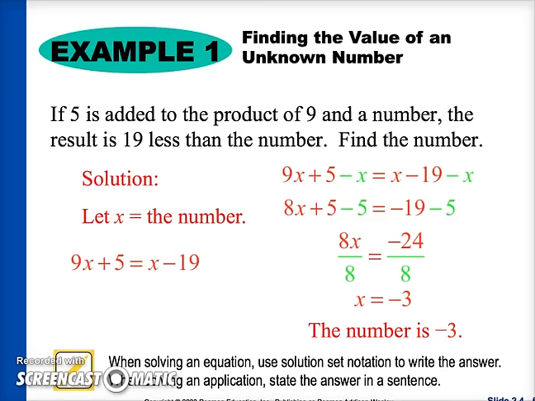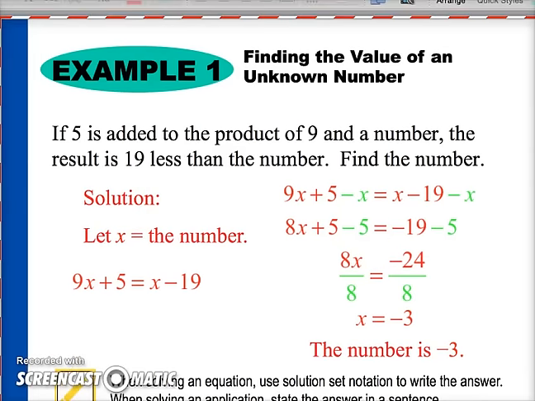Finding the value of an unknown number. So here's a basic example. You have one complete sentence. It says, if 5 is added to the product of 9 and a number, the result is 19 less than the number. So if I go back to my notes, I'm going to say, okay, here we go.